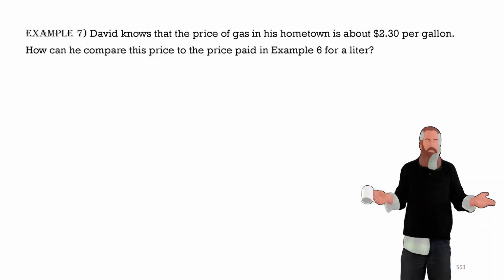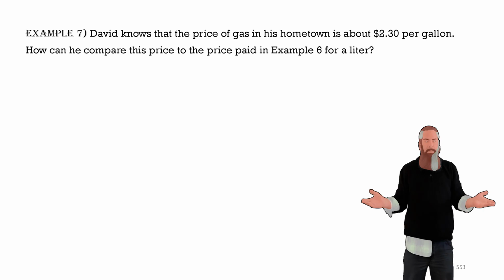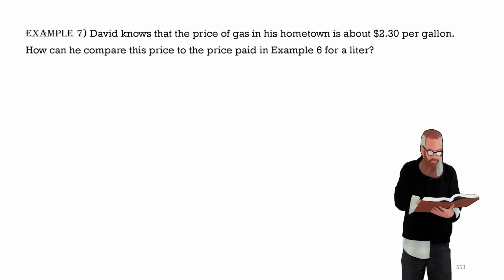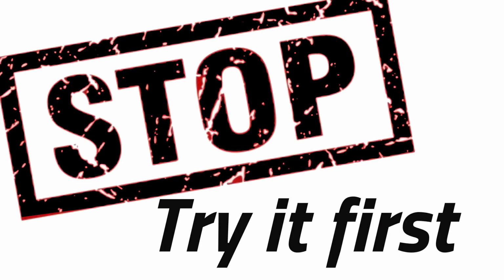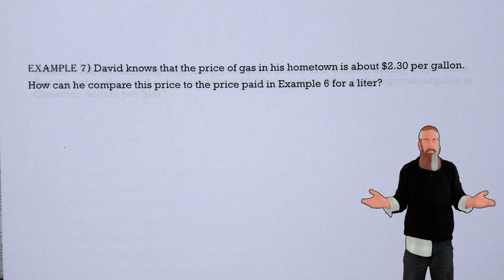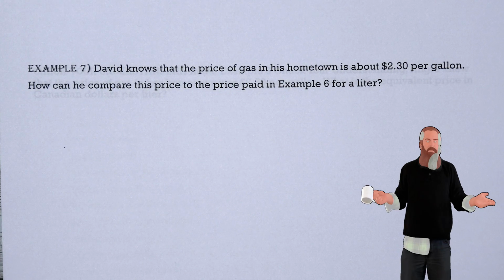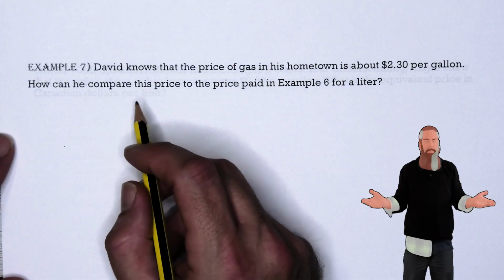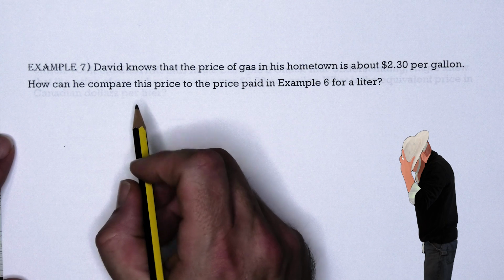David knows that the price of gas in his hometown is about $2.30 per gallon. How can he compare this price to the price paid in example 6 per liter? David needs to express the U.S. gallon price as a U.S. price per liter. There are approximately 3.8 liters in a gallon, so we're going to divide the price per gallon by 3.8 to determine the price per liter.